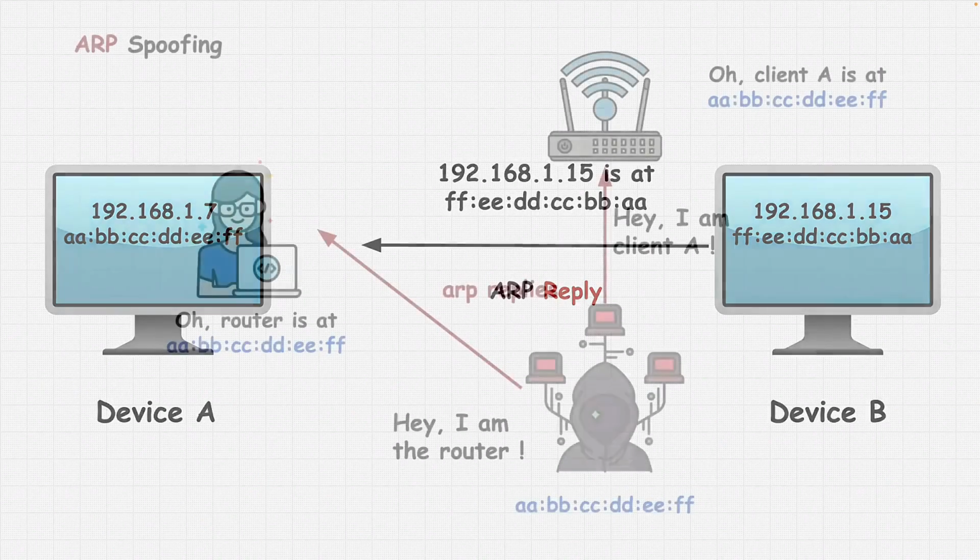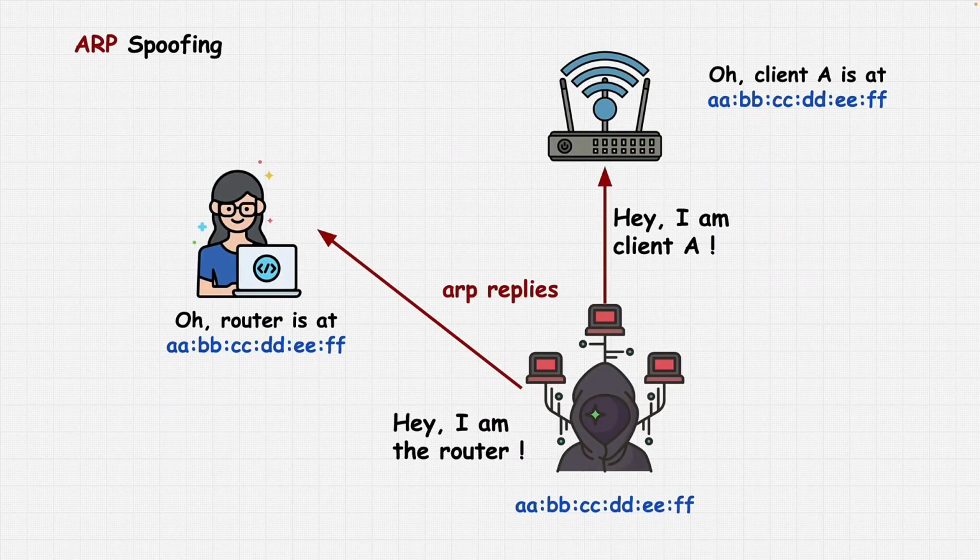But what is an ARP spoofing attack? ARP spoofing, which is also known as ARP poisoning, is a type of attack where an attacker sends falsified ARP messages over a local network. The goal of this attack is to associate the attacker's MAC address with the IP address of another device, typically a router or another network device. Once this association is established, the attacker can intercept, modify, or even stop traffic intended for the legitimate device.